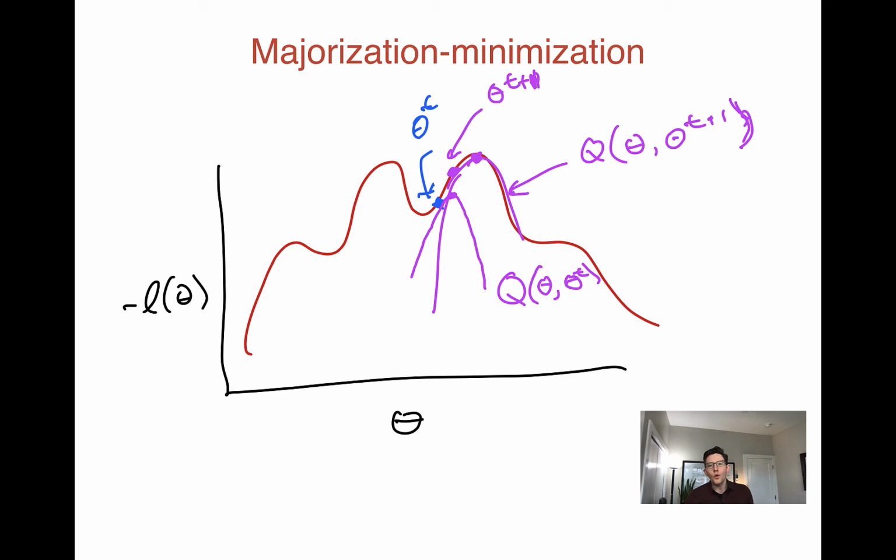So this strategy of majorization-minimization is a general strategy for optimization. This works anytime you can define a function q that has these two properties. Again, that when you put the same argument twice, you get exactly the value of the log likelihood function or whatever function we're trying to optimize, and that when you vary the first parameter and hold the second parameter constant, then you get a lower bound to the function.